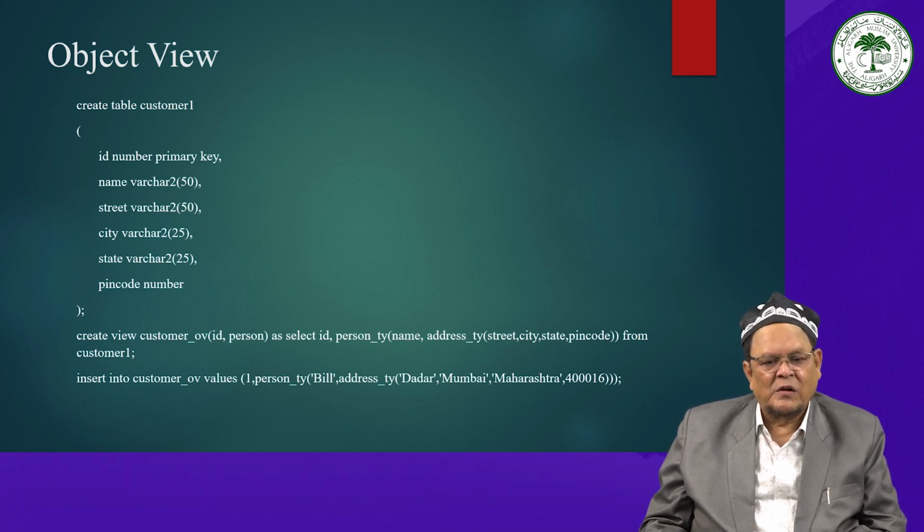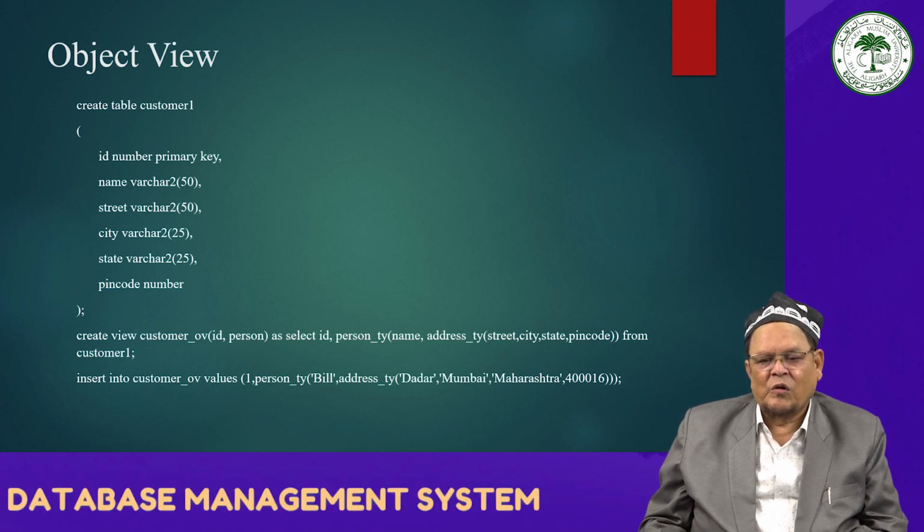Insert into customer_OV values 1, comma, person_ty within brackets bill, comma, address_ty. Then within parenthesis you have to write Dadar, Bombay, Maharashtra, 40016, and the parentheses must be closed. Depending on the requirement, you have to write.